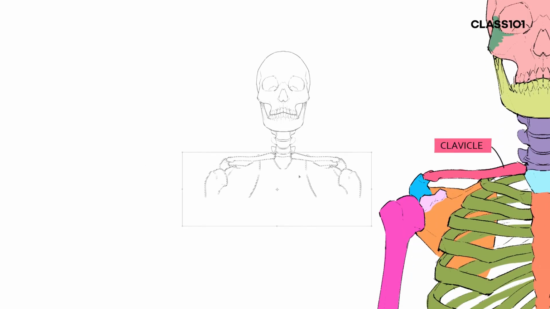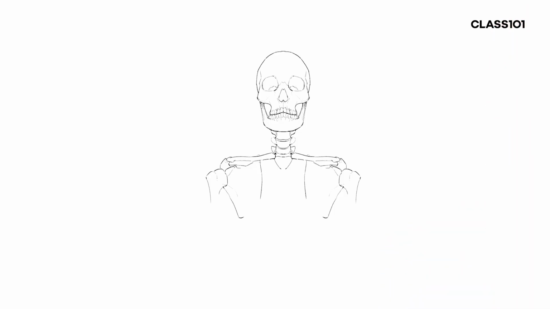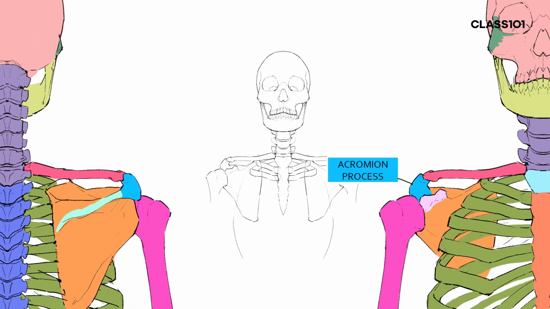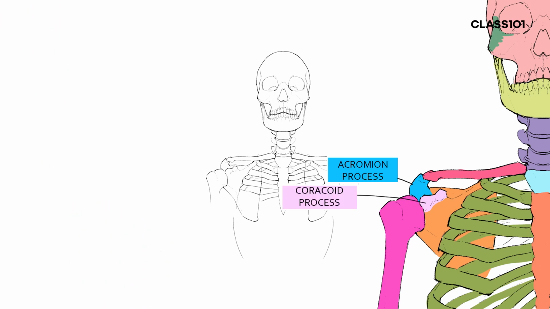The clavicle is an especially important bone. It not only serves as a connection point for the neck muscles, but also for the muscles in the torso and shoulders. It also articulates with the acromion process, which is an offshoot that derives itself from the spine of the scapula. There's also the coracoid process, which, along with the acromion process, helps stabilize the arm and provide connection points for a lot of the muscles in the front of the torso.